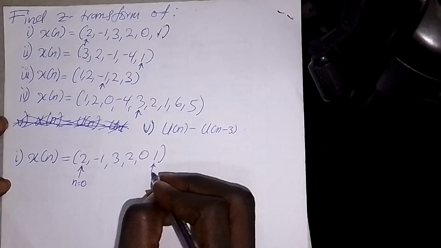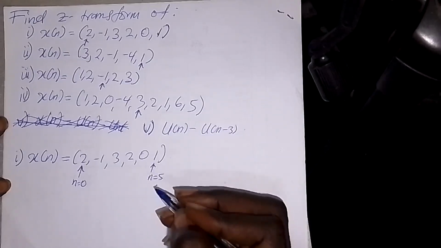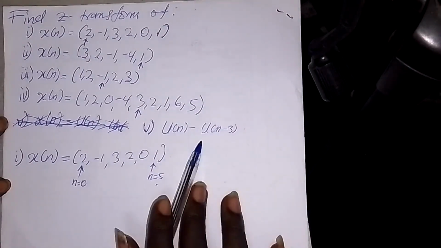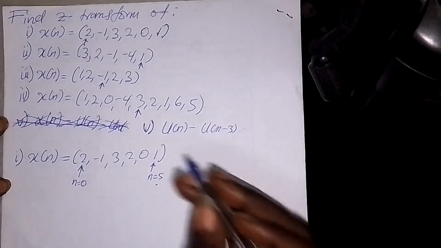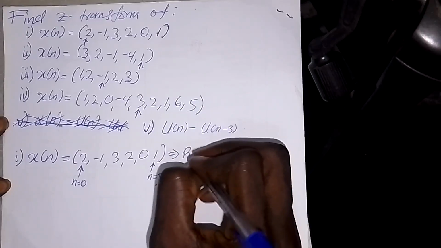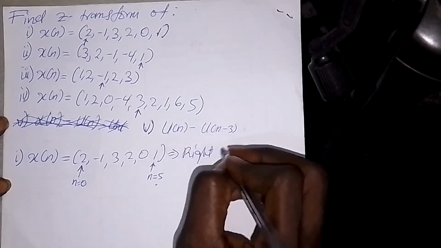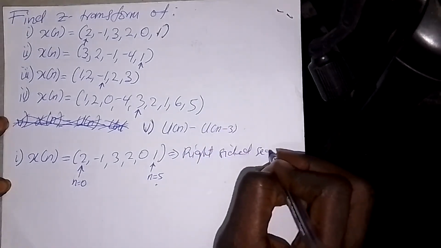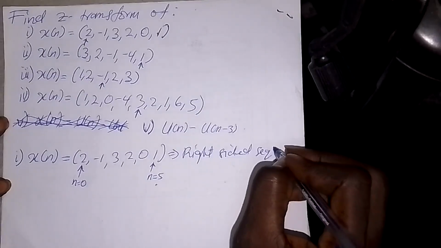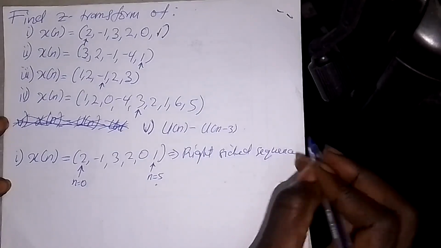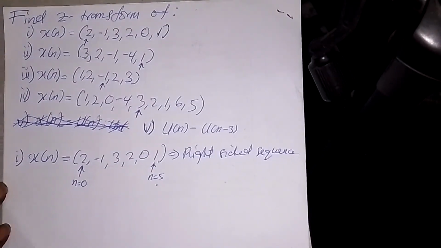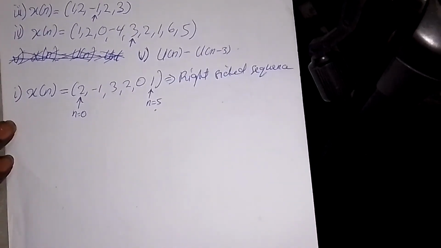So here n equals 5. Okay, so here you see that the signal is going to the right. So it is called a right-sided sequence. Okay, the sequence is going to the right. So it's called a right-sided sequence.